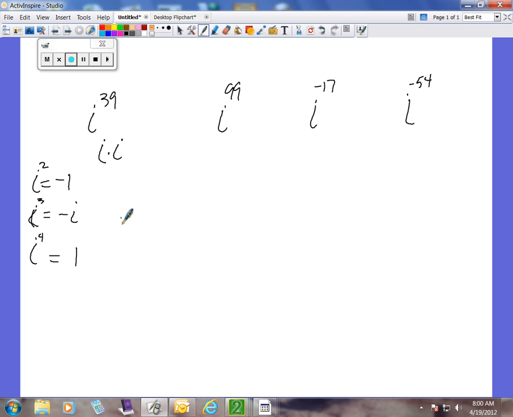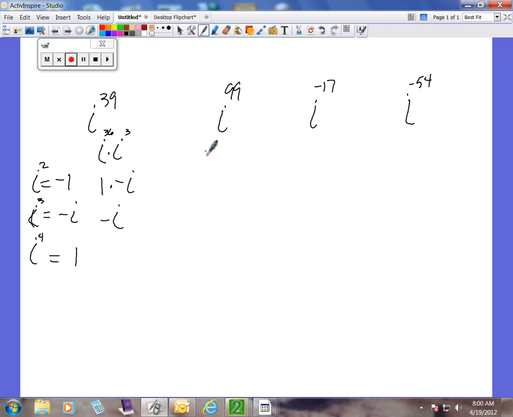So what is the product for the first one? No, I don't want the answer. I said, what is the product that leads you to the answer? So everybody can see where it comes from. Wouldn't it be i to the 36 times i to the third? So we know i to the 36 is 1. We know this is negative i. So our answer is negative i. How many got negative i? Give yourself a bonus point.